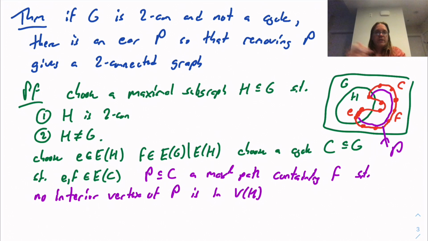Now, here's the key thing. What does this path P look like? Well, it's looking like an ear, right? So the path P, when you add it to H, it's going to be an ear. And in fact, the key feature for us is that H union P, that subgraph H union P, is going to be two connected.